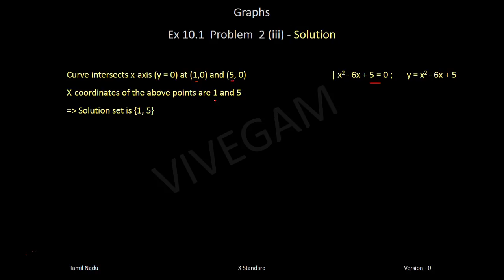So the x coordinates at the above points are 1 and 5. So the solution set is 1 and 5. That is, x equal to 1 and x equal to 5 is the solution set for the given function. But we need to introduce y, because we will be able to draw a graph only when we have points in terms of x and y.